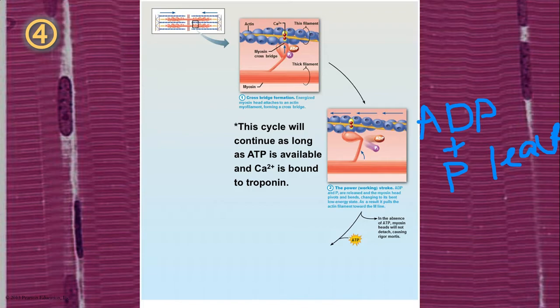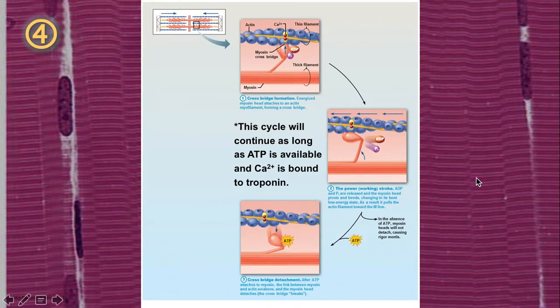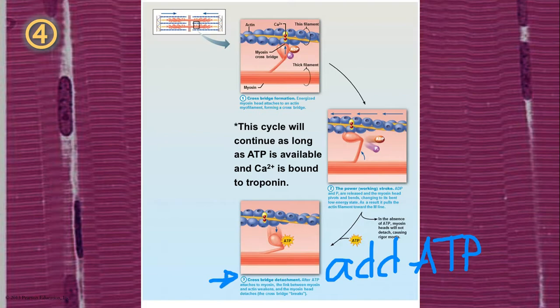Okay, so our next step is going to be to add ATP. Now, what do you know about ATP when it's bound to myosin? It doesn't stick to the actin anymore. Okay? So if we add ATP, we get what our book calls cross-bridge detachment. So the myosin head comes off of the actin. Okay? But he's still in that bent state. Right?